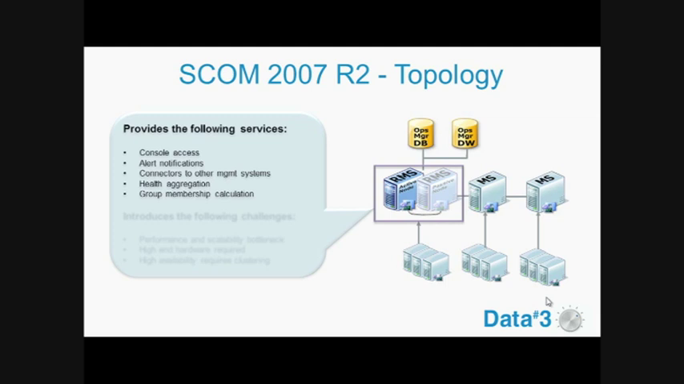If we focus on the root management server, there's a couple of features or services that the root management server had to provide for the management group. Firstly, all of the consoles connected through the root management server, because there were services presented out from the RMS that provided access to the data in the database. It delivered all the alerts, so all your SMS and email notifications were sent from the root management server. It was a connector to other management systems, provided health aggregation for all your distributed application models, and it was the server that actually calculated all your group membership.